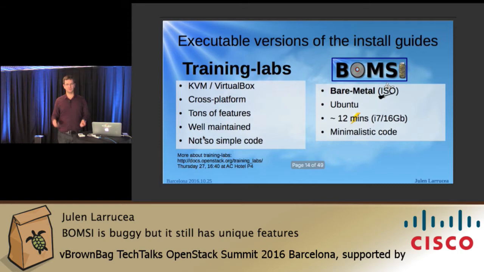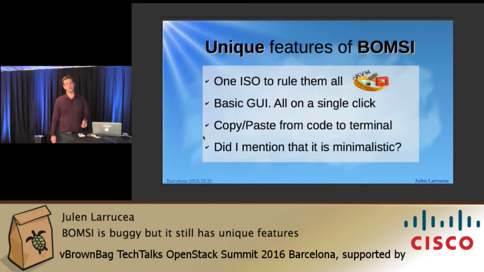It is really fast, so you can get the whole OpenStack up and running in about 12 minutes in an i7 with 16 gigabytes of RAM. And it also has a minimalistic code, so it's easy to read. Well, and as I promised in the title, here are some unique features of BOMSI. First of all, you have one ISO for everything. So you have an ISO which can install every node of your OpenStack, and you can use it for virtual machines or for bare metal.